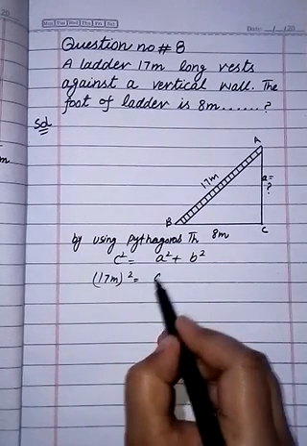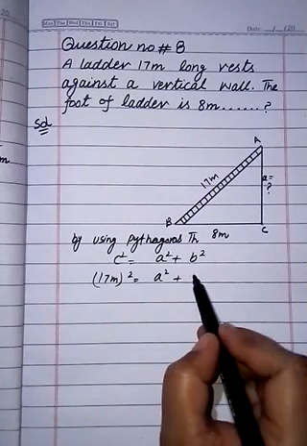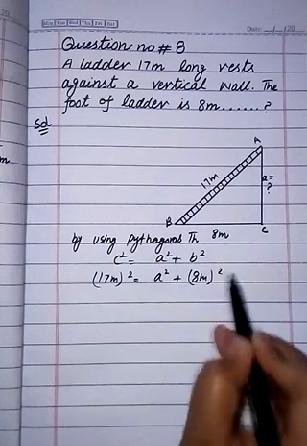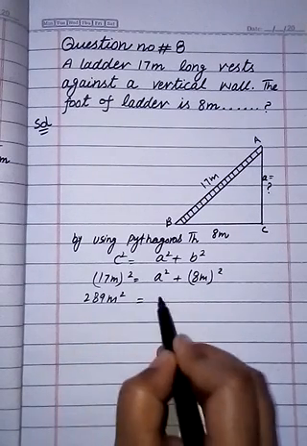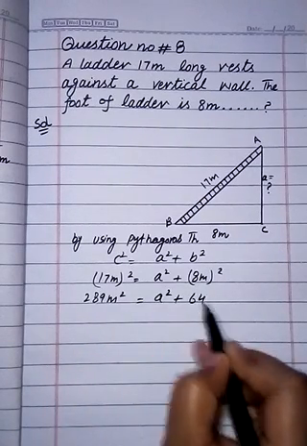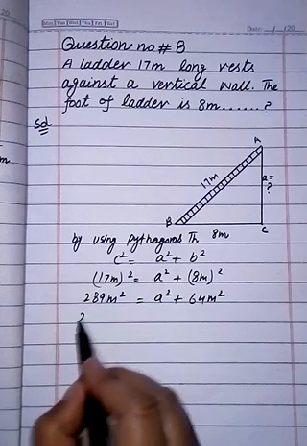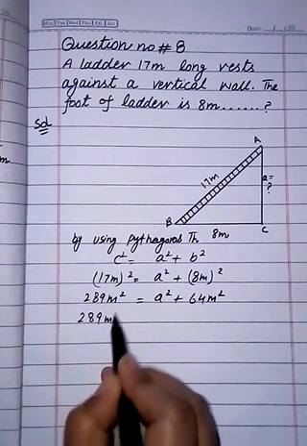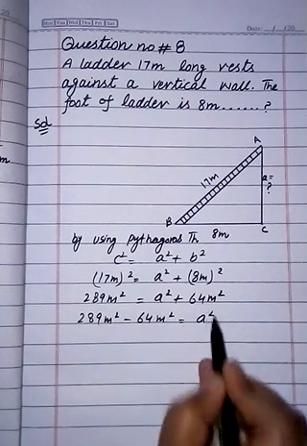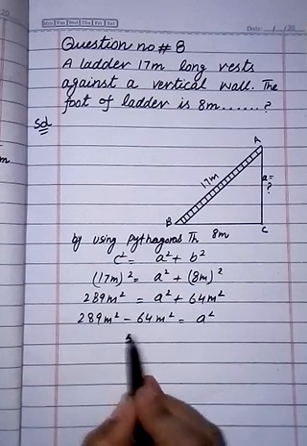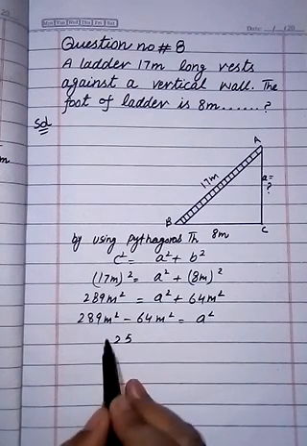Now you can write the values. A you have to find out, so keep it as it is. Now B is 8 meter whole square. Now 17 square is 289 meter square, equals A square plus 64 meter square. Now 64 meter square shifts to the left side, then it becomes minus, equals A square. Now you have to subtract: 289 minus 64 is 225.